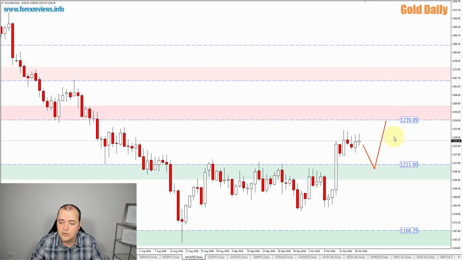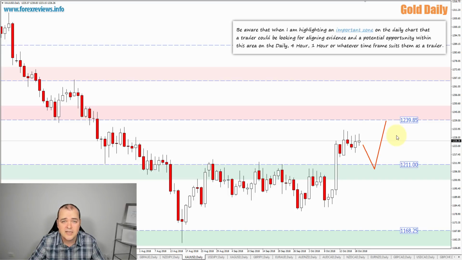So overall on gold, holding that if price pulls back and tests the 12.11 zone area, that this is an area on this market where I'm just looking for bullish evidence and a potential move to the upside from this important area. And like I've mentioned in previous reviews, when a market tests an important zone on the daily chart, such as an important zone that I highlight in these reviews, a trader doesn't have to look for aligning evidence and a potential opportunity in this area on the daily chart. A trader could be looking for aligning evidence and a potential opportunity in this area on the daily, the 4 hour, or the 1 hour, or whatever time frame suits them as a trader.